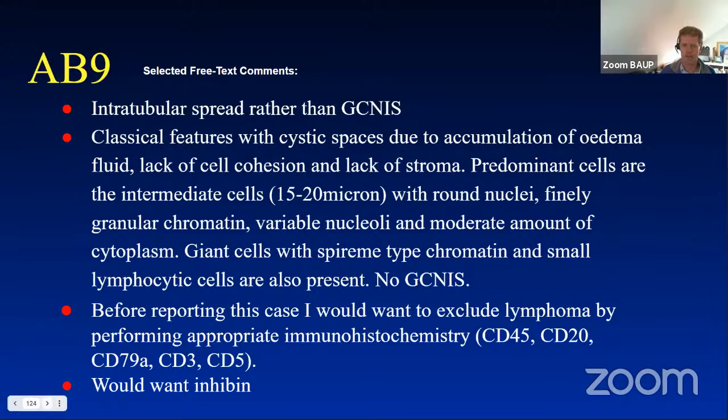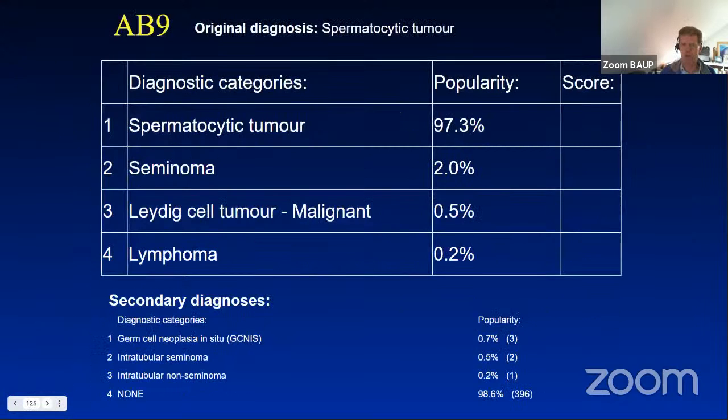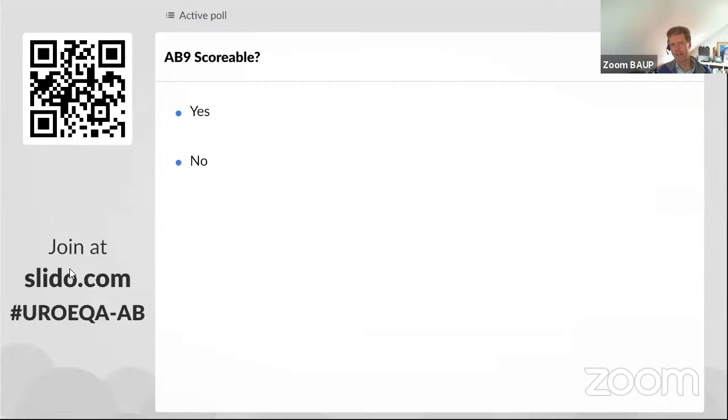I would want an inhibin. I'm not sure why I did that. So again, very high agreement on this case, 97% spermatocytic tumor. A few people wanted seminoma. Leydig cell malignant, I presume that's why they were talking about inhibin, and a lymphoma was a differential diagnosis. So with that level of agreement, I think we're happy that we can score it.